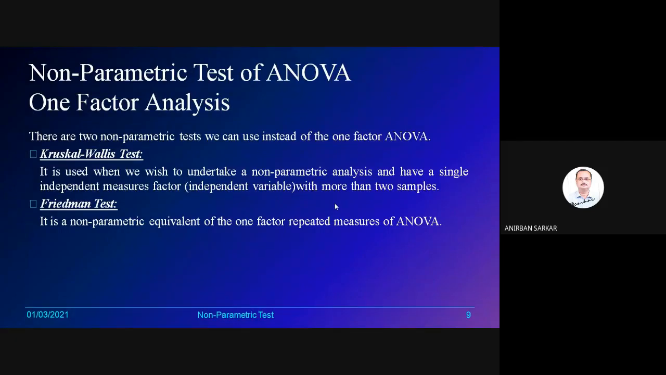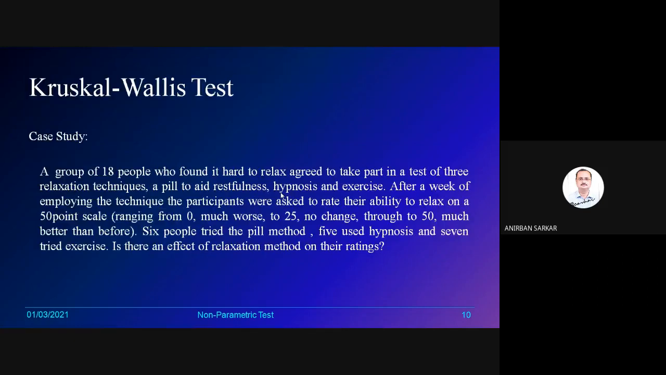And in case of one-factor ANOVA, that is where you have more than 2 samples, or an independent variable having more than 2 conditions, you apply the one-factor ANOVA. But if the assumptions of the ANOVA fail, then you have no other option but to apply the Kruskal-Wallis test. Now we will talk about the Kruskal-Wallis test, and we take a case study through which we will try to analyze it.